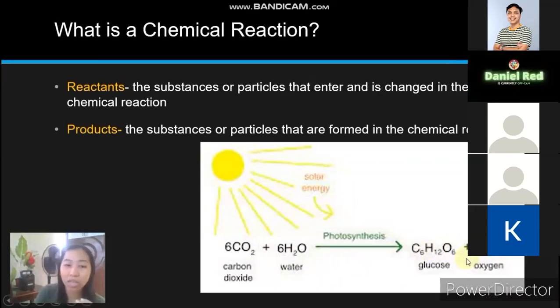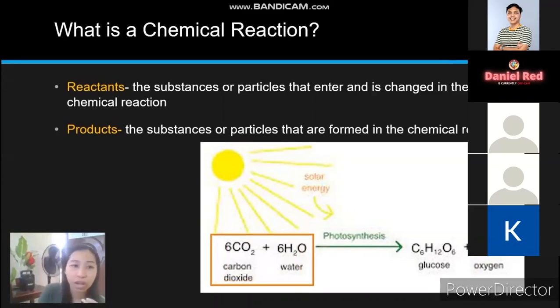So in this example, what are your reactants? Look closely. Unsa imong reactants? Your reactants are carbon dioxide and water. Whereas ang imong products kay unsa man? Your products are glucose and oxygen. That is correct. So, again, reactants, mao ni siya ang musulod sa reaction and gina-change. And then, lastly, ang product siya ang ma-form sa imuhang chemical reaction. Okay? These are your reactants and these are your products.